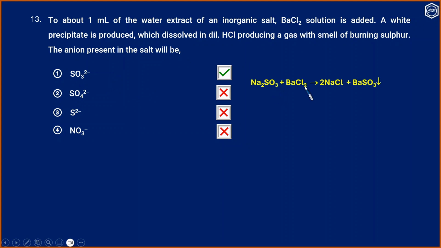Sodium sulfite plus barium chloride we get barium sulfite, it is the white precipitate. But when we add dilute HCl, it dissolves and produces sulfur dioxide gas. And sulfur dioxide gas is having the smell of burning sulfur.